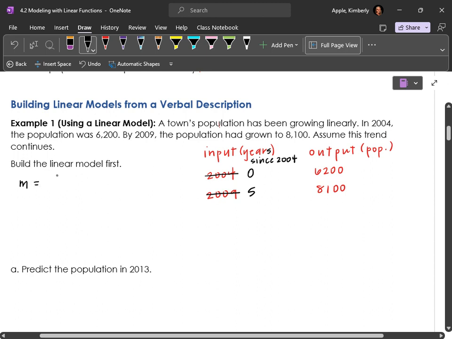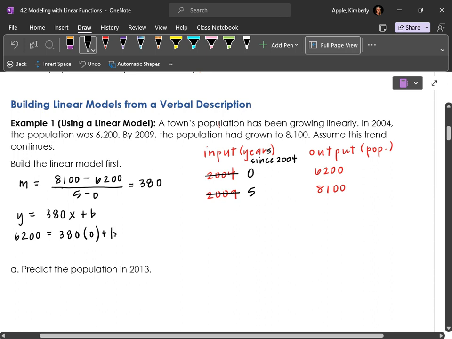And so building the linear model, this is something we learned in the last section. So for the slope, we'll just do the difference in the outputs divided by the difference in the inputs. And that's going to give us a slope of 380. And then, of course, we can just go back and solve for our y-intercept using the slope and either of the 2 points. So I'm going to pick 0 and the 6,200 because that just makes things really easy. You could choose either one you wanted.